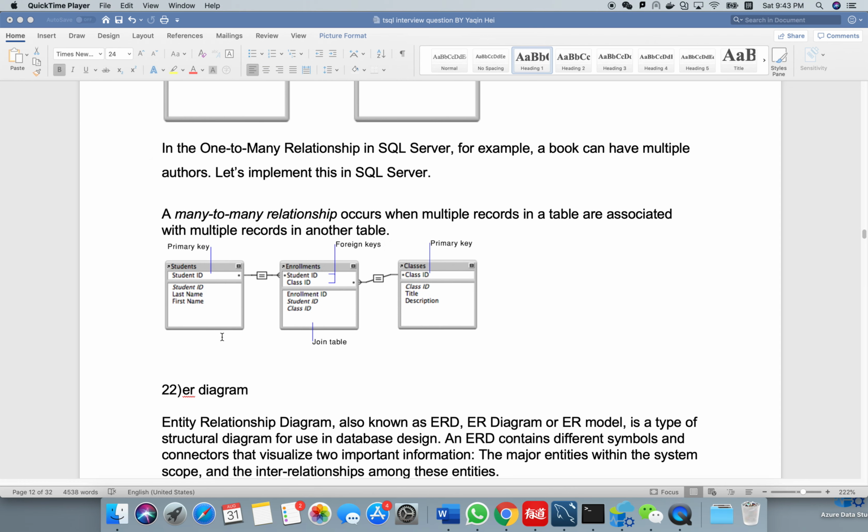For a many-to-many relationship, students can have more than one class, and one class can have more than one student. So students and classes are a many-to-many relationship. At this point, we need to add a table that has the student's ID and the class's ID as foreign keys, and they join together and change the many-to-many relationship to many-to-one relationships.